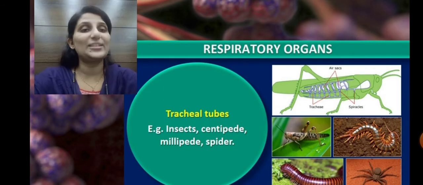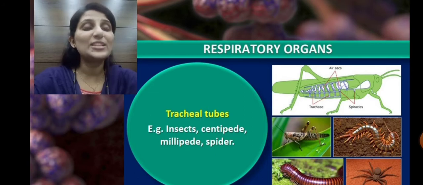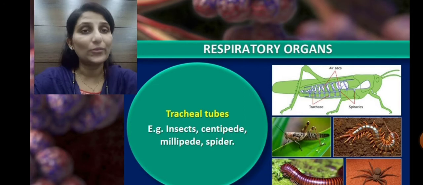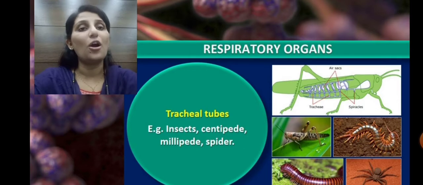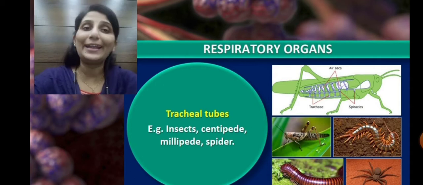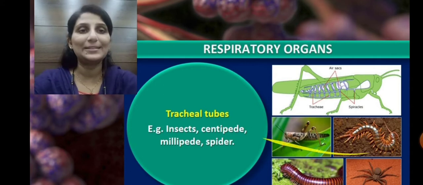The next type of respiratory organ is seen in insects, millipedes, centipedes, and spiders. And this respiratory organ is called the tracheal tubes. In such organisms, it involves a network of tubules for respiration. And this type of respiratory organ is the tracheal tubes, which is seen in insects, spiders, millipedes, and centipedes.